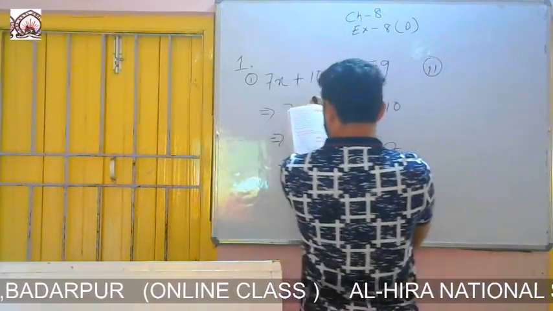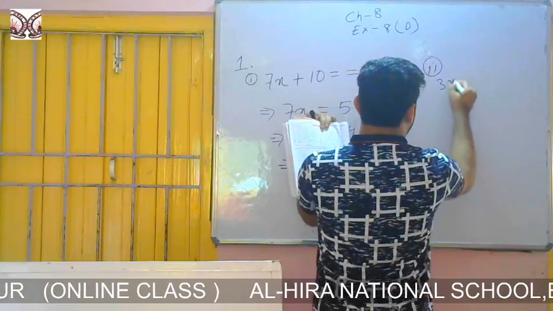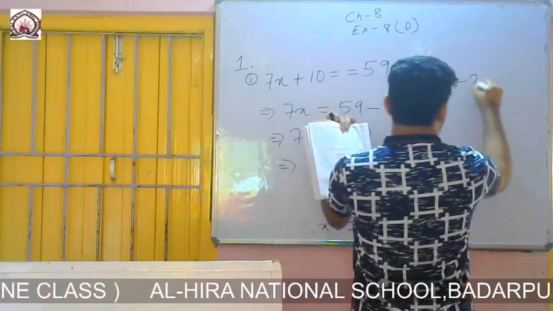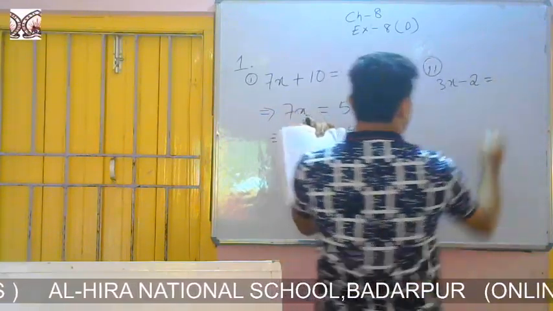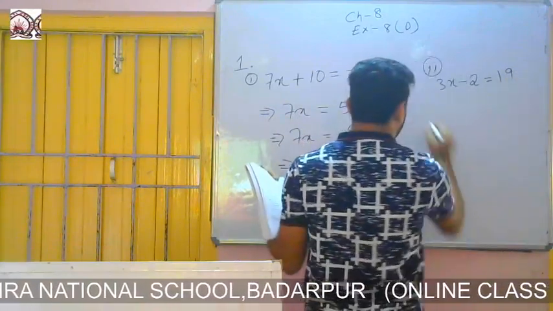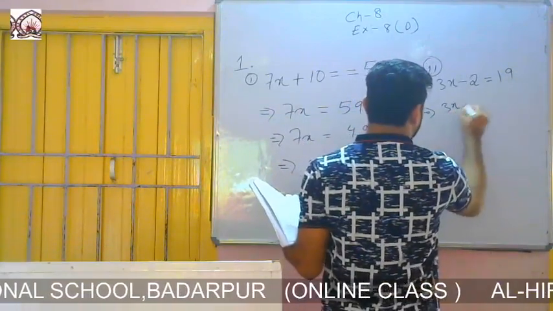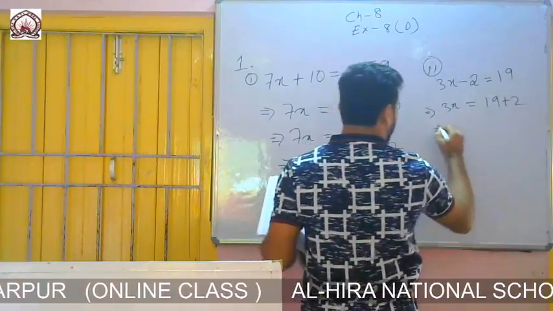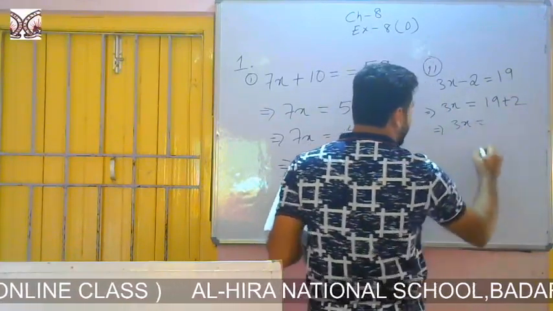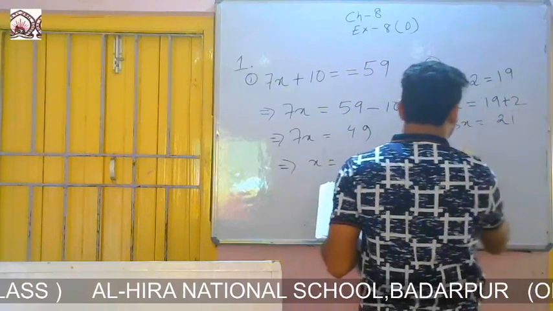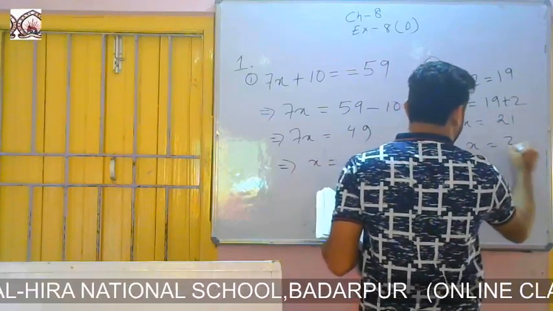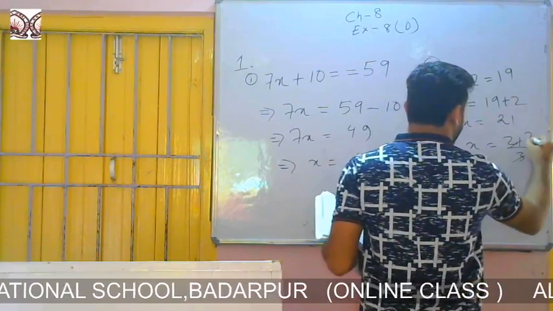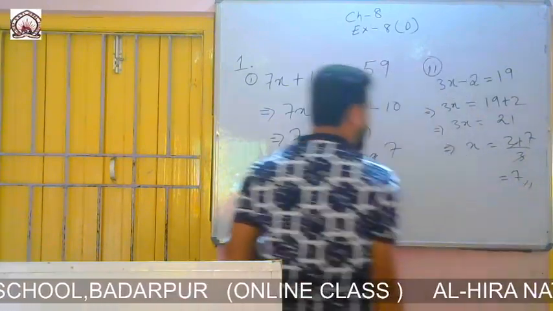Now come to question number 2. Question number 2 is: thrice x minus 2 equals 19. Then thrice x equals 19 plus 2, it will come here. Thrice x equals 19 plus 2, that is 21. So again x equals 21 by 3. 7 3s are 21. The answer is 7.